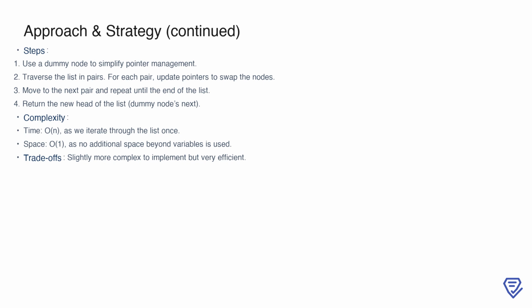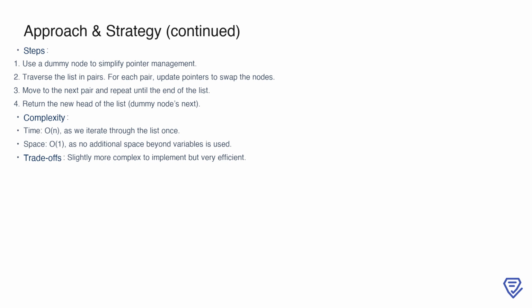For each pair of nodes, we update their pointers to swap their positions. Once the swap is complete, we move to the next pair and repeat the process until we reach the end of the list. Finally, we return the new head of the list, which is the node following the dummy. This approach has a time complexity of O(n), as we process each node exactly once, and a space complexity of O(1), since no additional memory is used beyond a few variables.